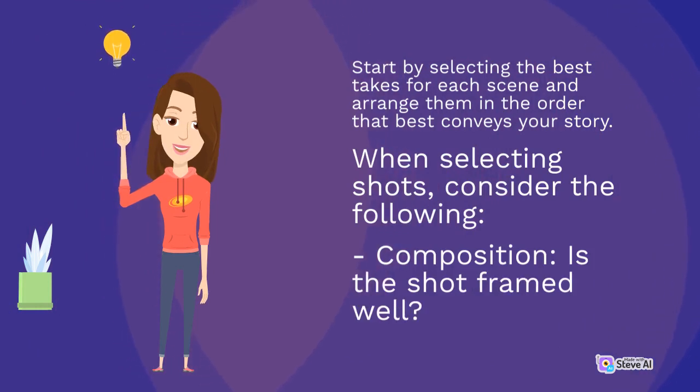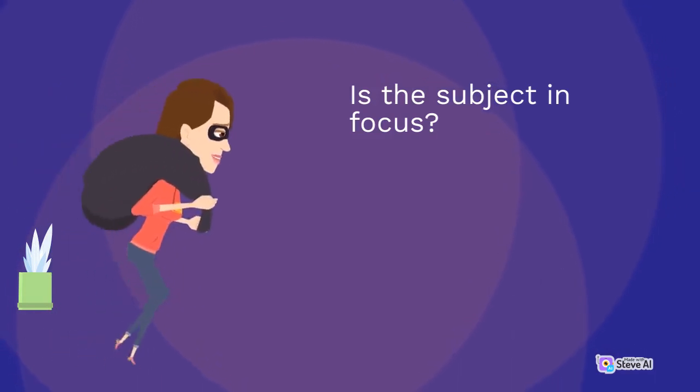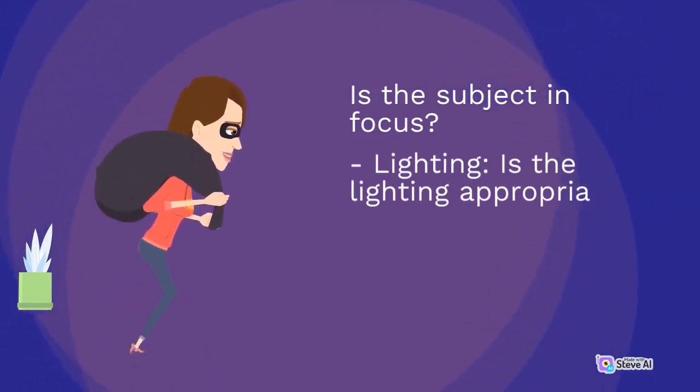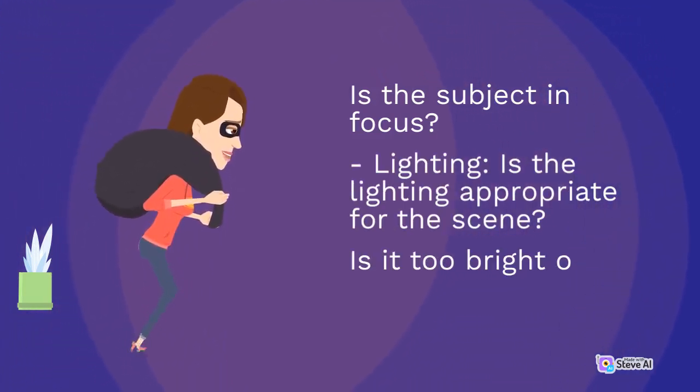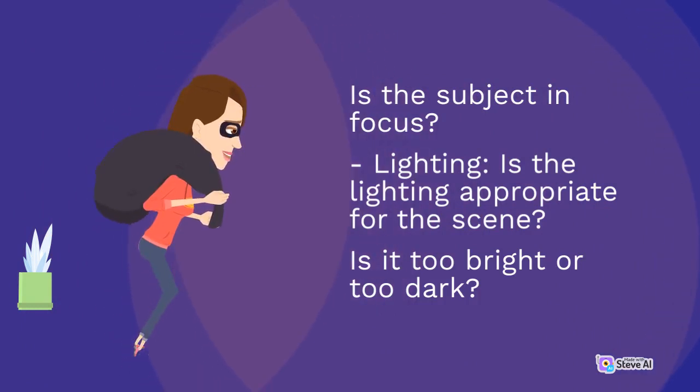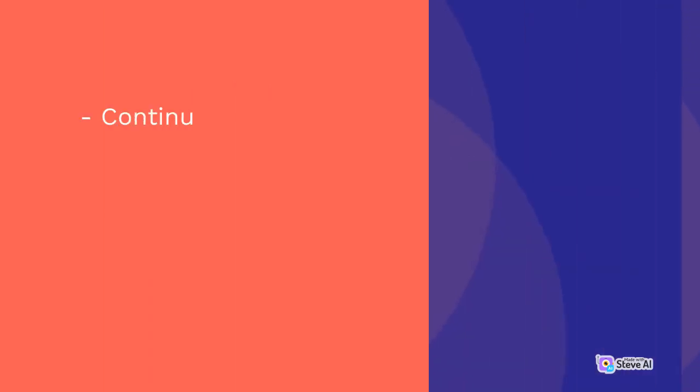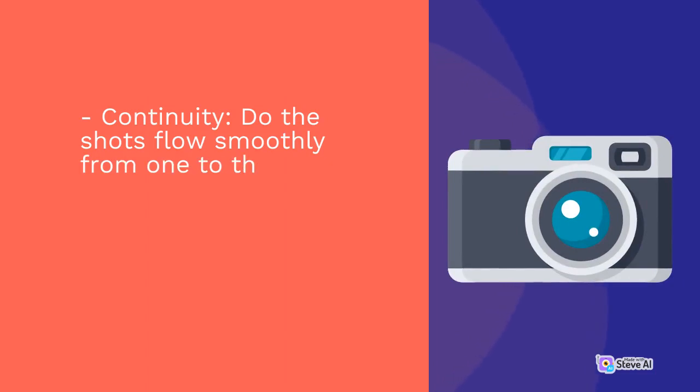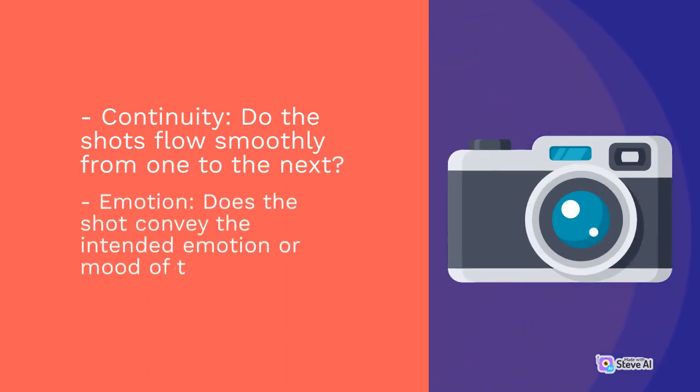Composition: is the shot framed well? Is the subject in focus? Lighting: is the lighting appropriate for the scene? Is it too bright or too dark? Continuity: do the shots flow smoothly from one to the next? Emotion: does the shot convey the intended emotion or mood of the scene?